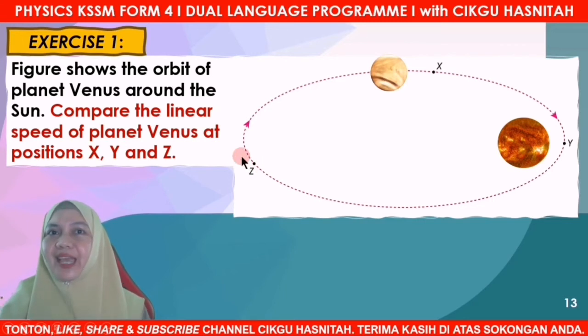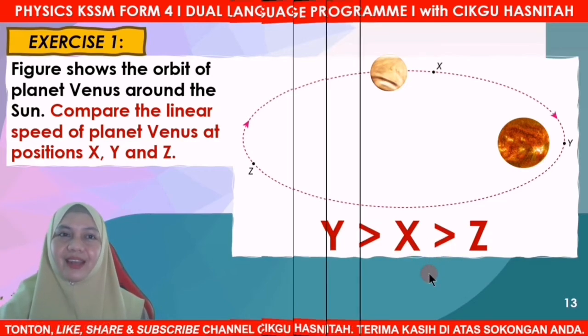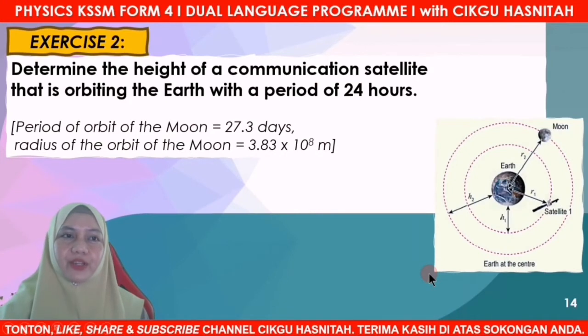So what can you say about their linear speed in all 3 positions, X, Y, and Z? Very good. So we say that the linear speed at Y is the highest and at Z is the lowest. So when we do the comparison, Y greater than X greater than Z. Very good. Okay, now let's take a look at the second question.